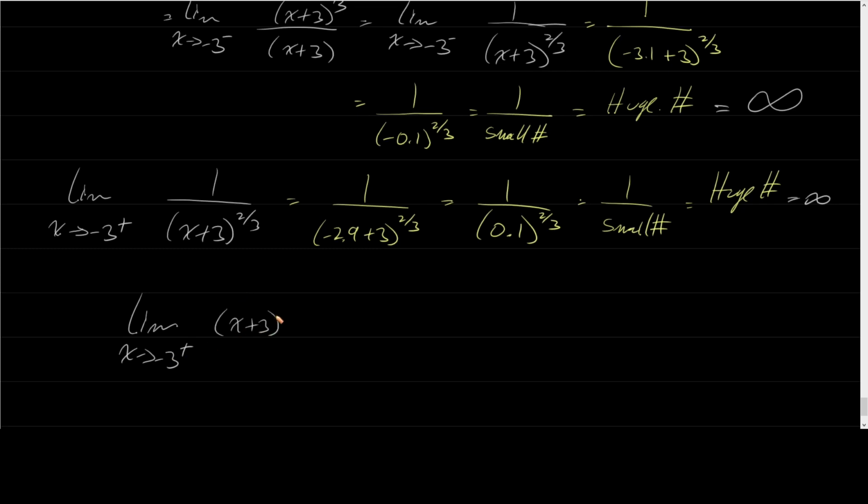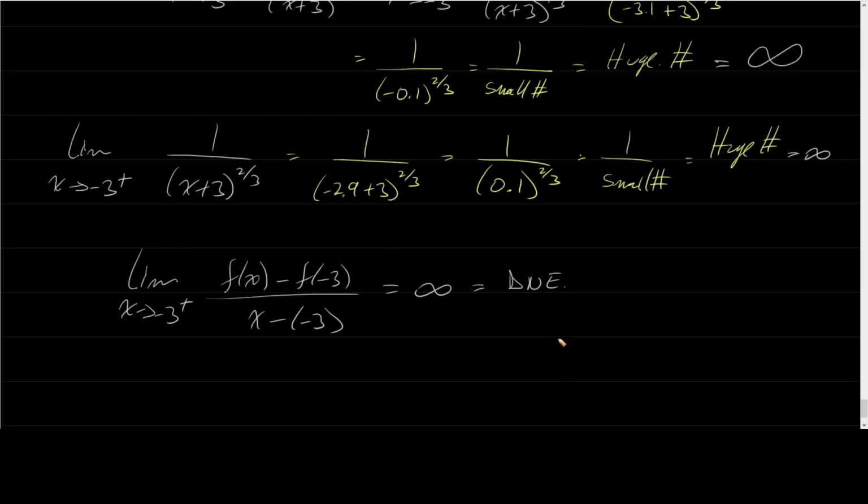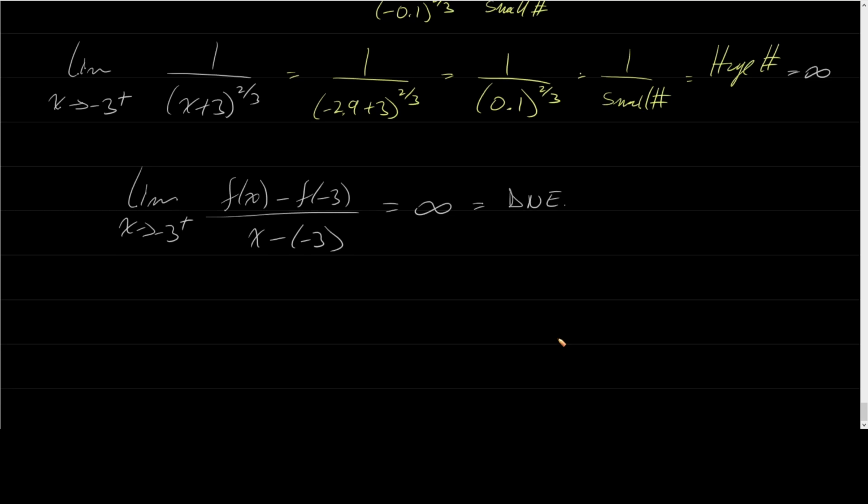x plus 3. Well, I'm going to write it as f of x minus f of c. Well, c here was -3, over x minus -3. That goes to infinity, all right? Because from both sides it went to positive infinity, but infinity we normally say it does not exist, right? So because it went to infinity, it doesn't exist.